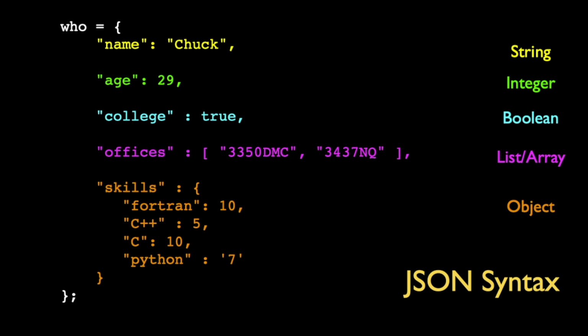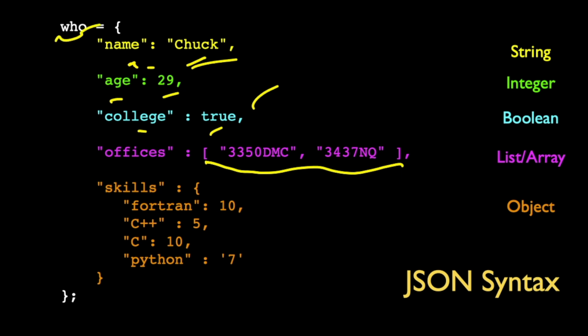It looks like a dictionary and list, or in JavaScript terms, an object and arrays. You have key-value pairs, like name maps to Chuck, age maps to 29, college is true. You can have numbers, you can have Booleans, but you can also have nesting. Inside of an object, one of the attributes can point to a list of two strings. And then you can have another attribute inside the outer object, "who" here, that is itself an object.